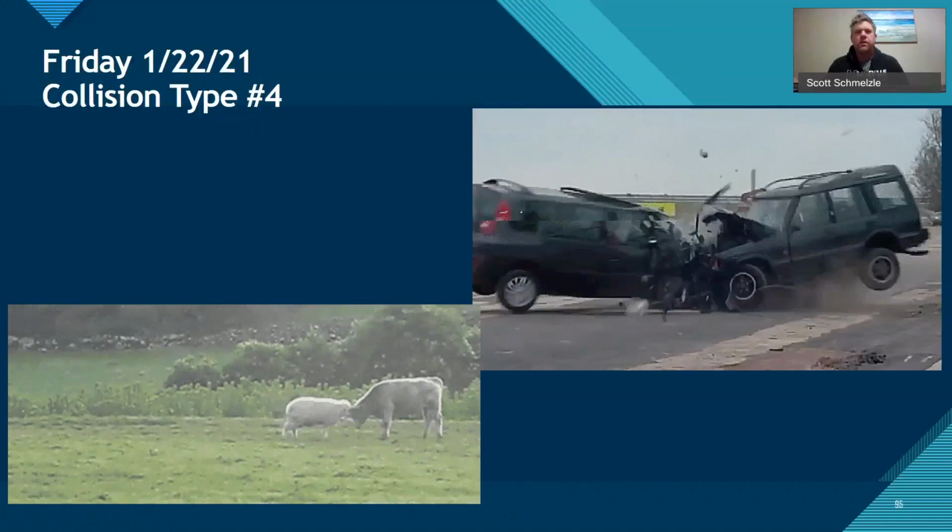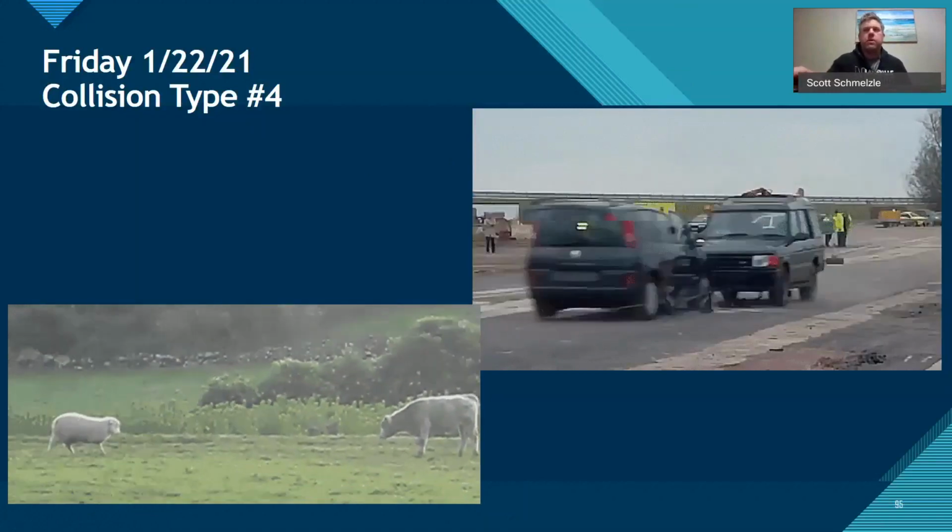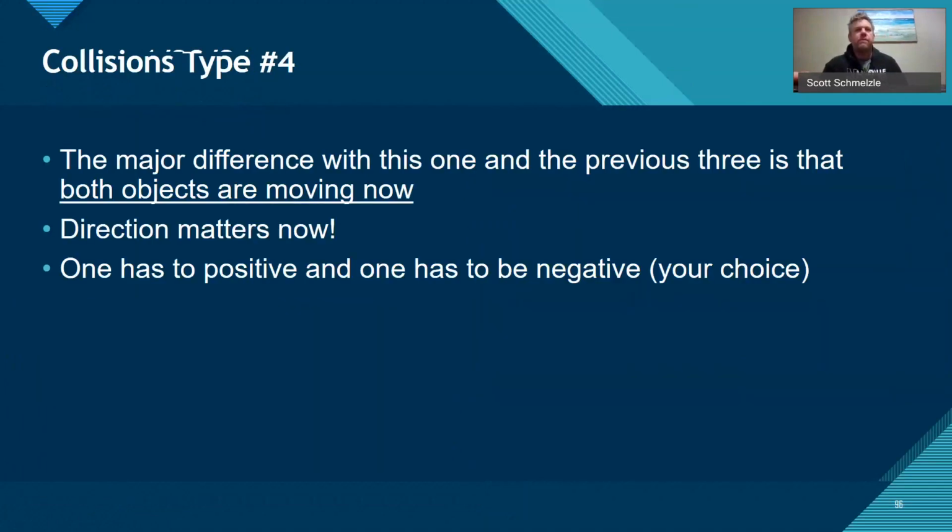The major difference now is we are going to see movement in both. Right? So here we go. Like I said previously, we're going to see that both these objects are moving towards each other. So this is your typical head-on collision with each other.